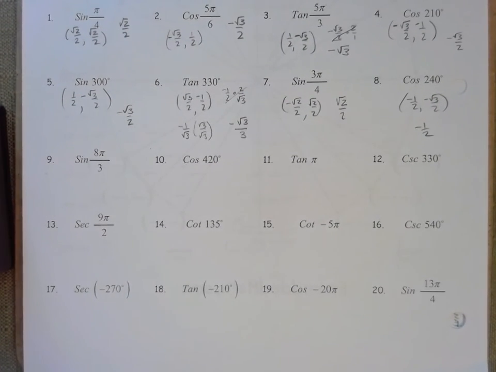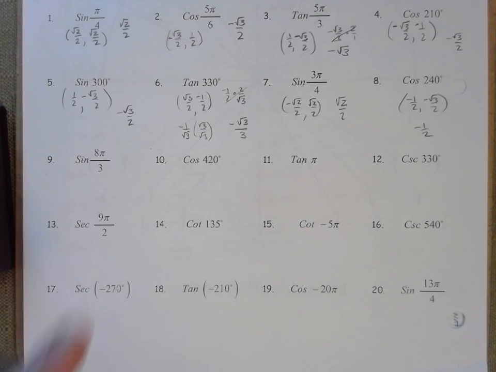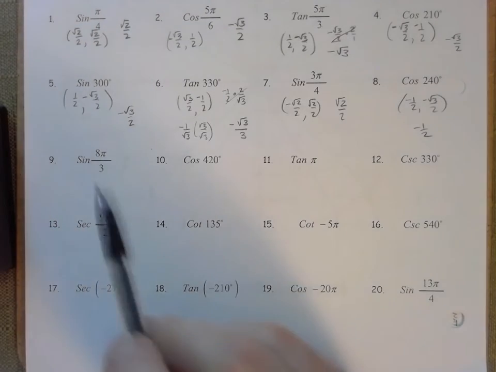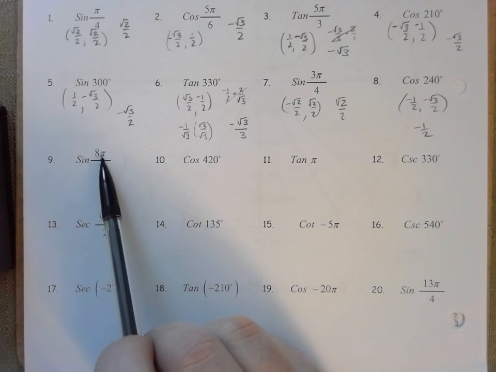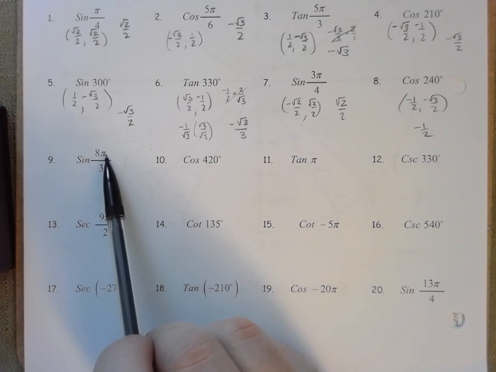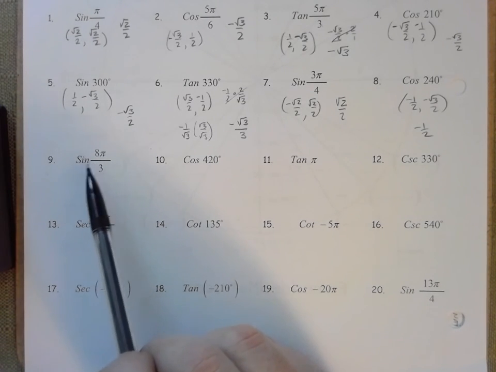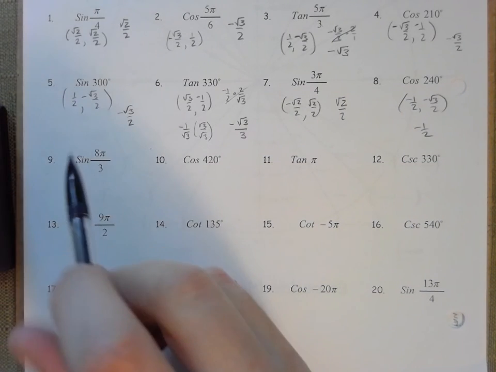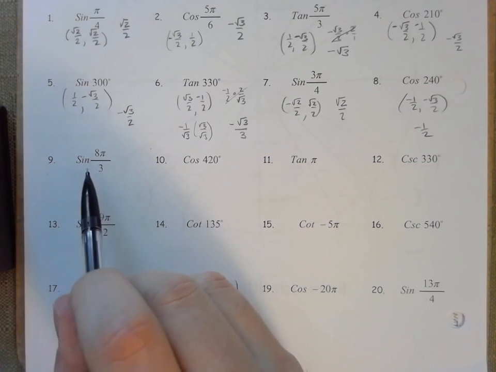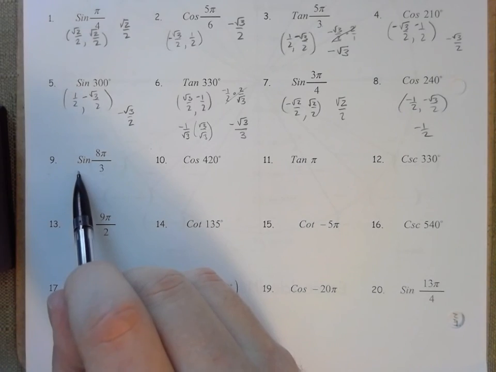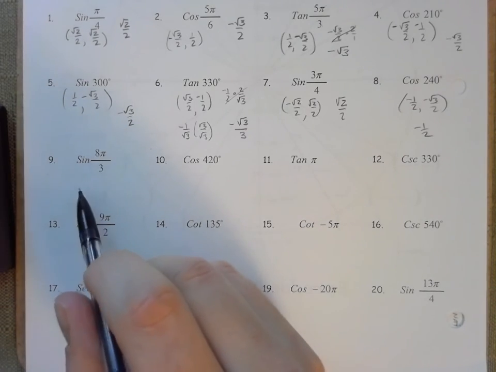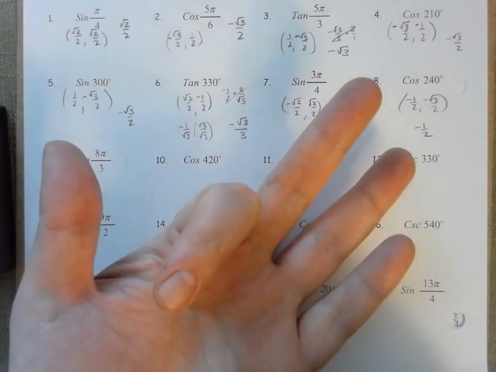Here are our bottom questions. 8 pi divided by 3. Pi divided by 3 is 180 divided by 3, which is 60. 60 times 8 is 480 degrees. When I go all around the unit circle, that's 360, 450. 480 gives me a reference angle in the second quadrant of 60 degrees.